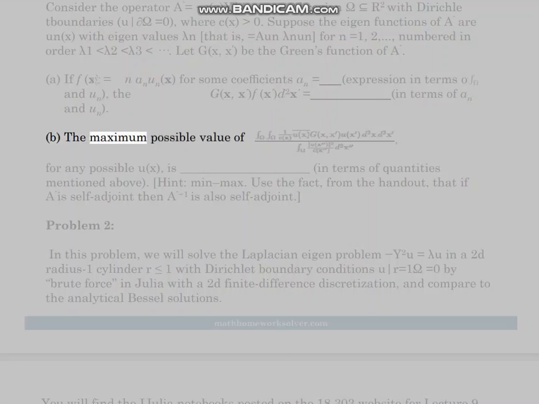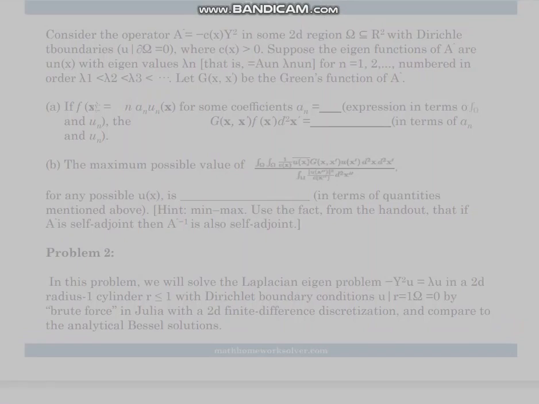B, the maximum possible value of ... Problem: For any possible u(x), it is less than or equal to ... in terms of quantities mentioned above. Hint: min-max. Use the fact from the handout that if A is self-adjoint, then A^-1 is also self-adjoint.